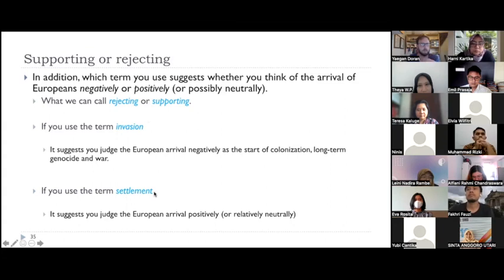If you use settlement, it doesn't have those connotations. It doesn't suggest that you think of European arrival negatively. It's just neutral, maybe positive, but it's just not negative, basically. So these two terms are opposed to each other. They have different stances, positive or negative.